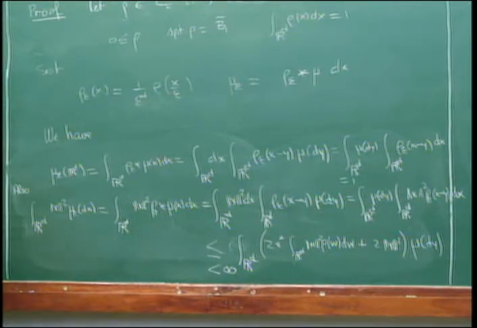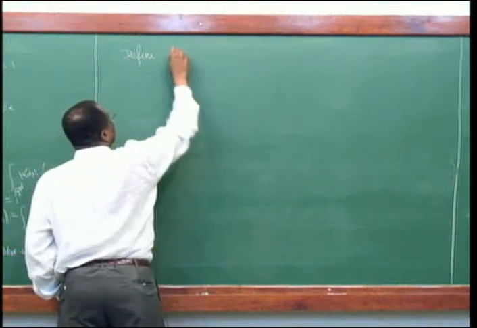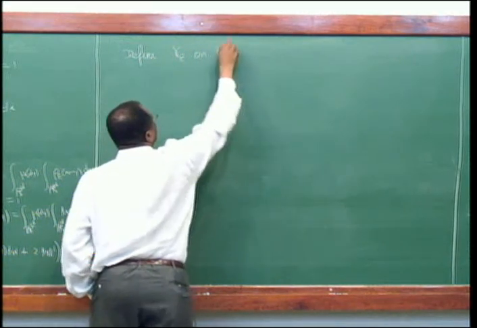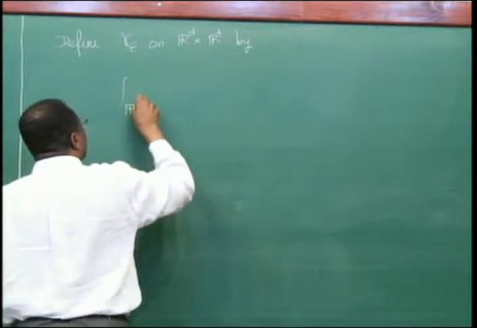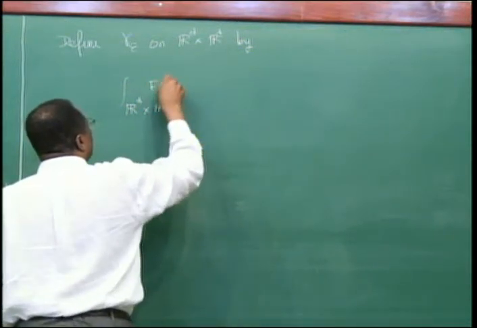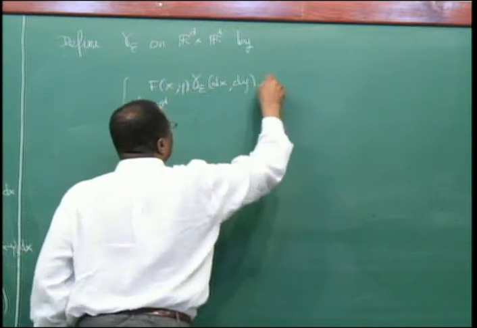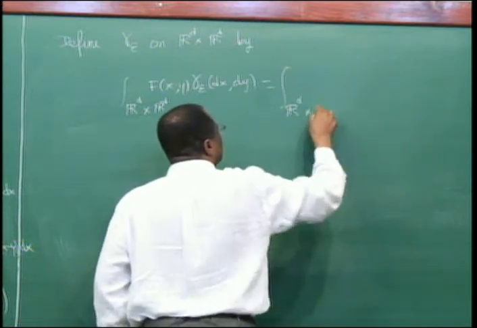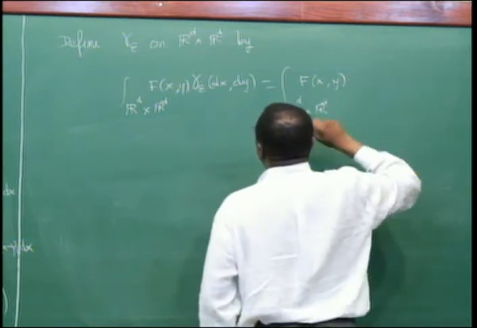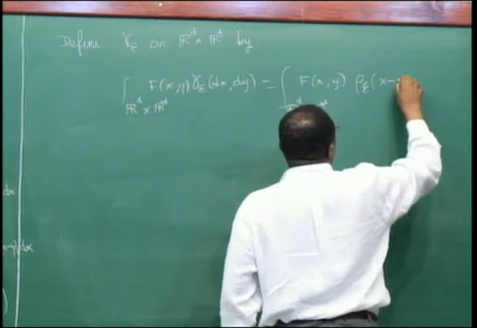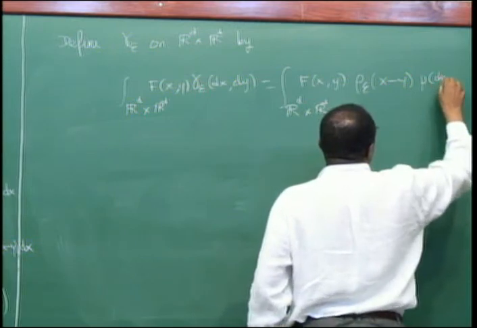Now I need to prove this. Define gamma epsilon on Rd cross Rd by, if I want to define a measure, I just need to know how to integrate a function. By definition, I set this to be the integral over Rd cross Rd of f of x, y, rho epsilon of x minus y, d mu of y, dx.